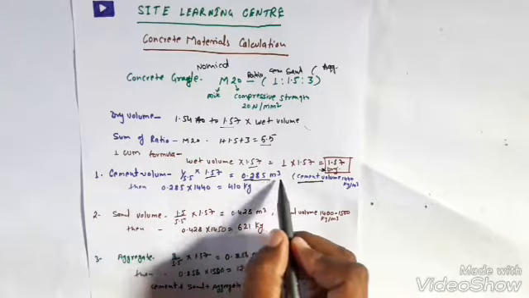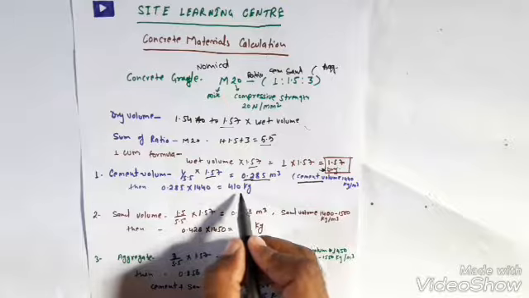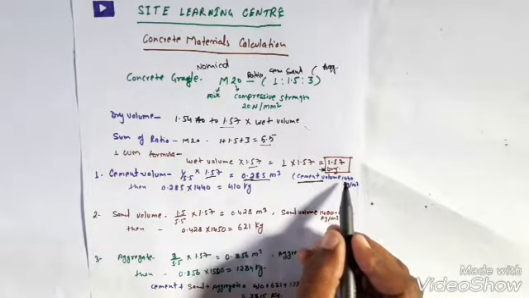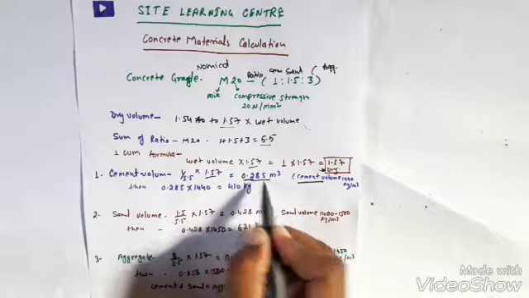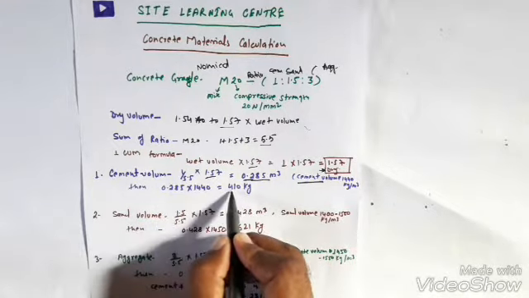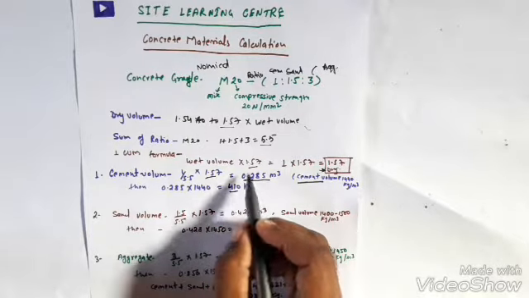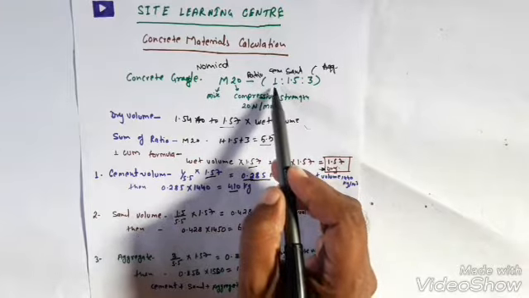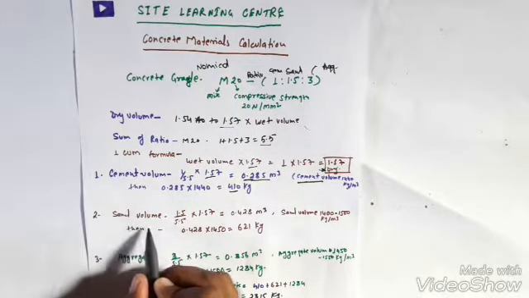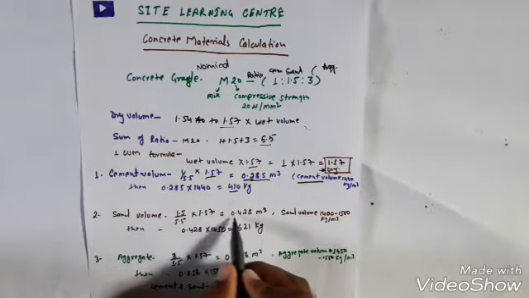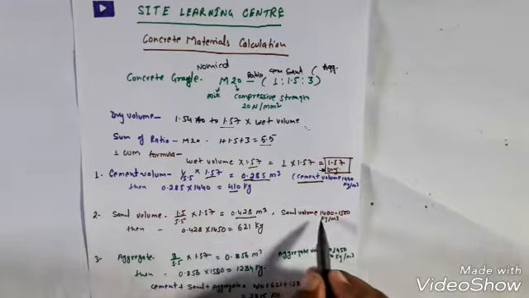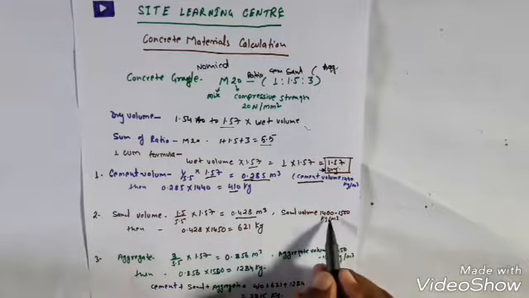Now I convert the cement into kg. The cement density is 1440 kg per m cube. So our answer is 0.285 into 1440, which is 410 kg of cement required for 1 m cube. The same way for sand: 1.5 divided by 5.5 multiplied by 1.57 is equal to 0.428 m cube, this is the sand quantity. The sand density is 1400 to 1500 kg per m cube.